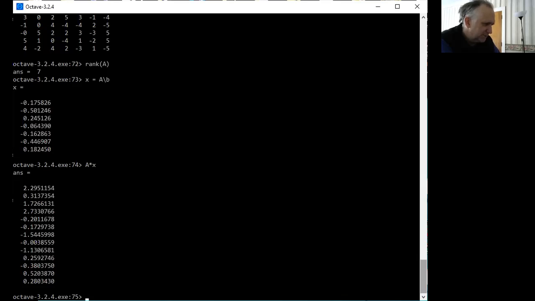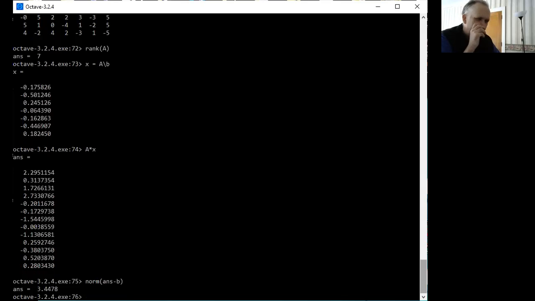It's got those 2.3 and 2.7 in the locations where there were 4s. So the 2 biggest entries are there. And the other ones are pretty small, but not that small. So say we take now this ans, take the norm, which gives me the square root of the sum of the squares of ans minus B. Wow, off by a bit, right?